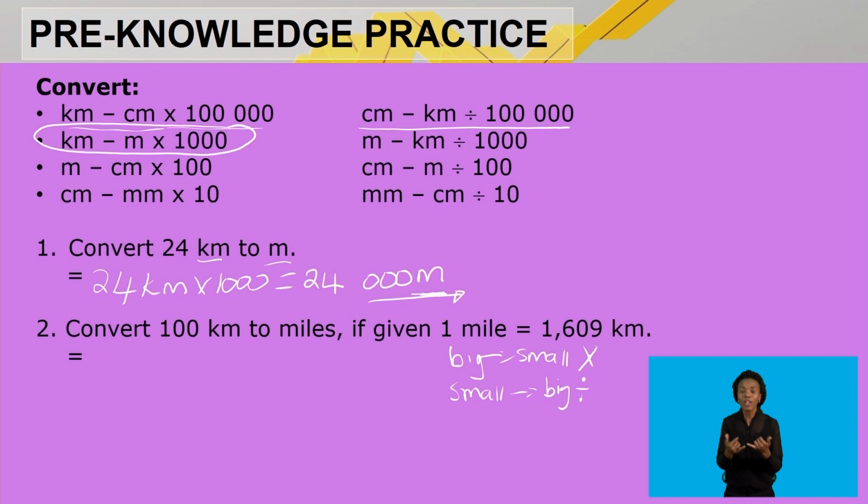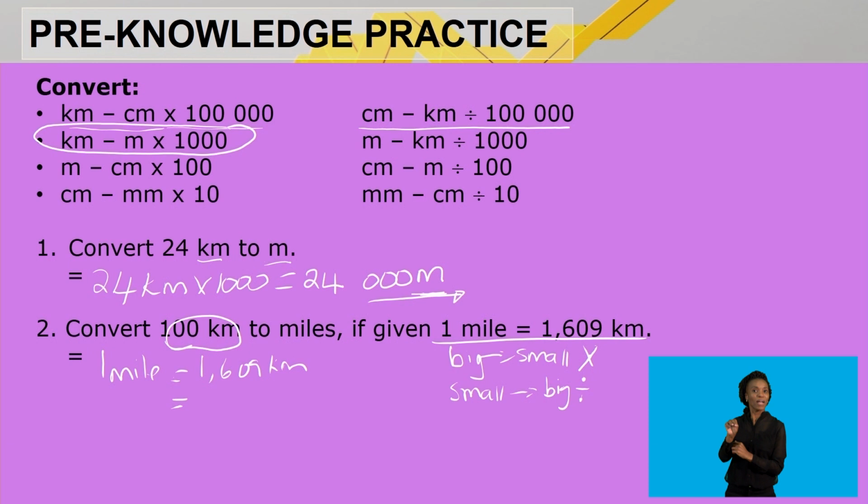So now here we are given that 1 mile is equal to 1,609 kilometers. So now we are to convert 100 kilometers to miles. So we are simply going to place the units accordingly. Remember, the miles will be on one side and the kilometers will be on the same side, so having our kilometers this side on our right.